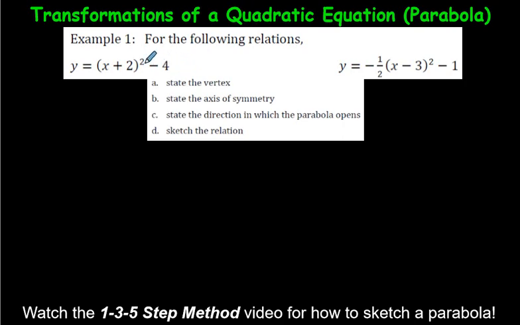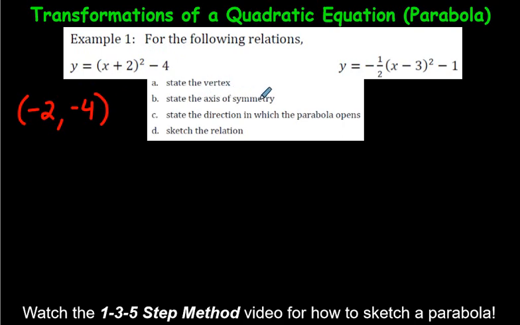So here we go. This is the typical kind of question you might get. State the vertex of this equation right here. Well, it's in vertex form, so it'll be very quick. So for A, the vertex would be, remember, it's the opposite of what you see in the brackets here. So it would be -2 and -4. So you take the opposite of what you see in the brackets and write it right there. And the -4 we just write right here.